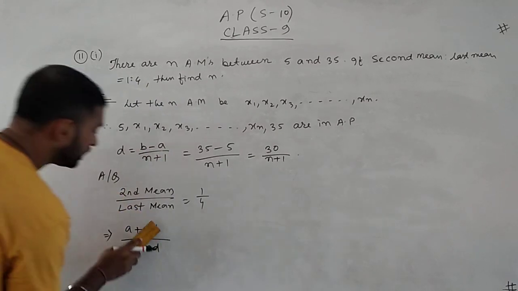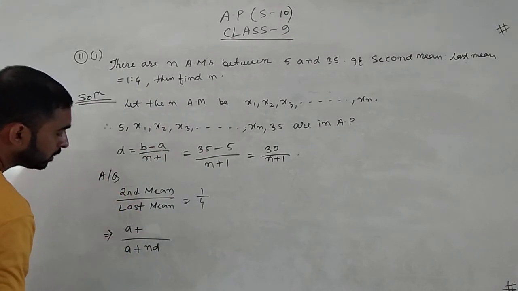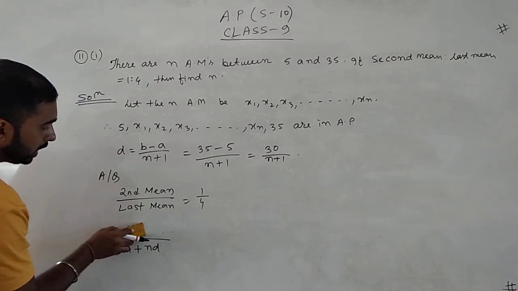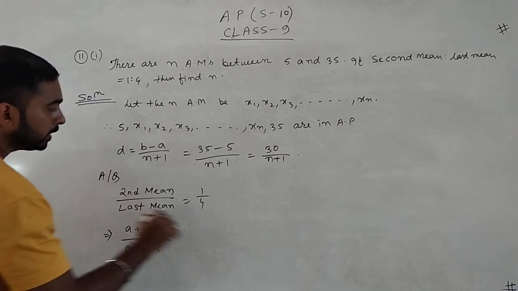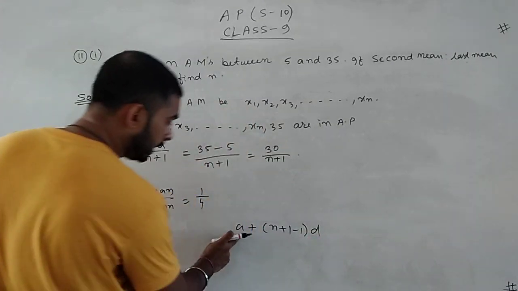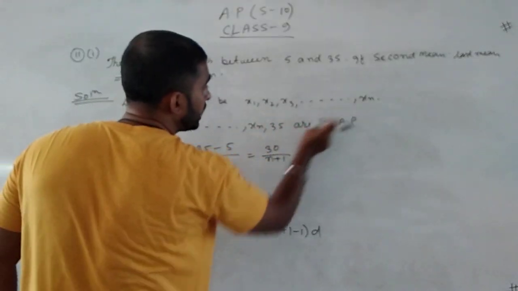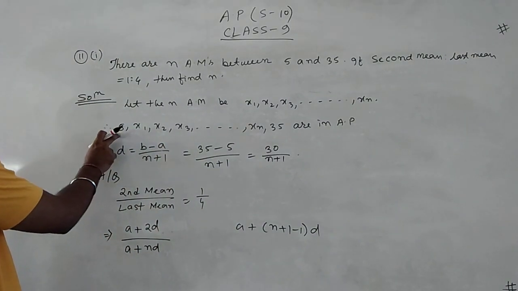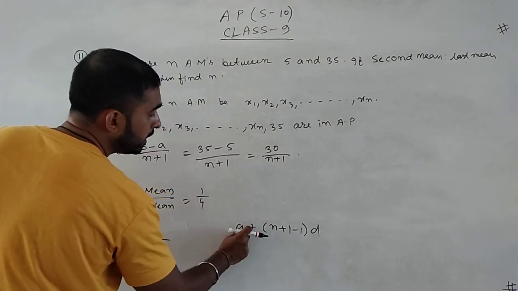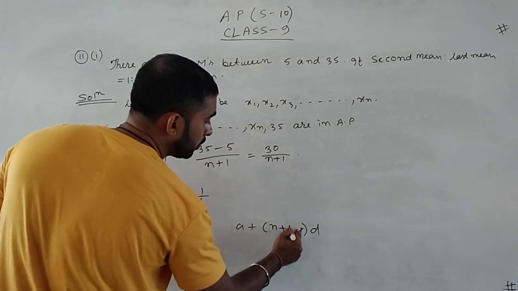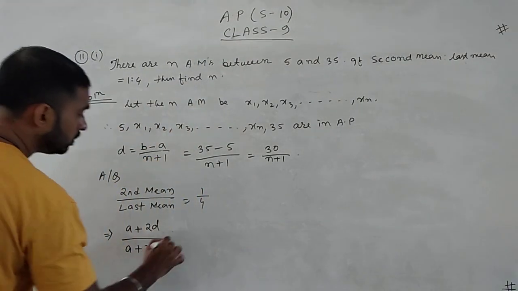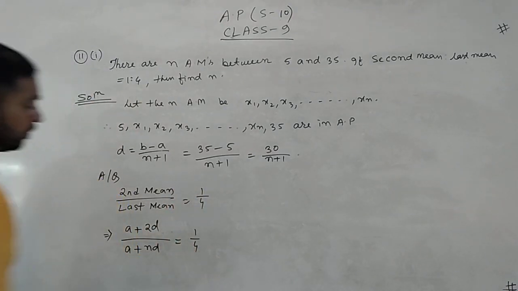Why? Third term is what? 3 minus 1. Third term is 3 minus 1, so ultimately 2D. And this one A plus n minus 1 D. Here this one is the n plus 1 term, because there is another term, first term: first, second, third, fourth, n plus 1 term. So A plus n minus 1, so 1 cancels. Ultimately A plus nD is equal to 1 by 4. Yes.